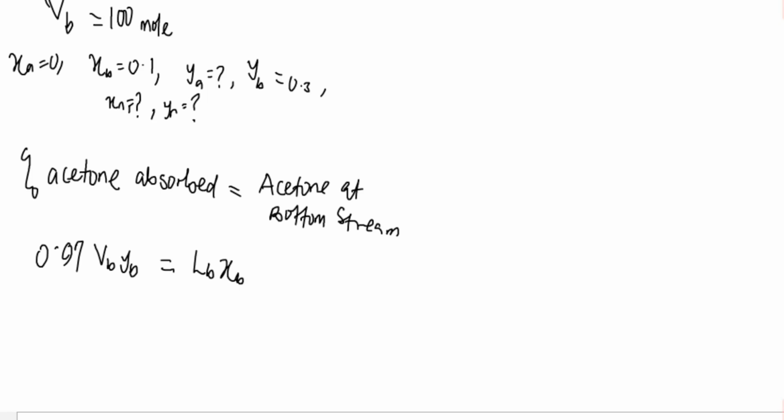LBXB. So I have YB, I have XB, and I also have VB, as the basis I've taken as 100 mole. Now I can easily find the only unknown in the equation, that's LB. LB is equal to what? 0.97 times VB. What is my VB? 100, right? Times YB. What is my YB? 0.3, divided by XB. I'm given XB to be 0.1, right?